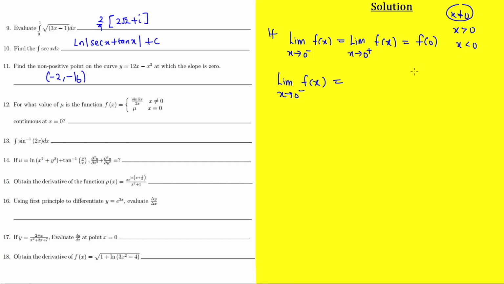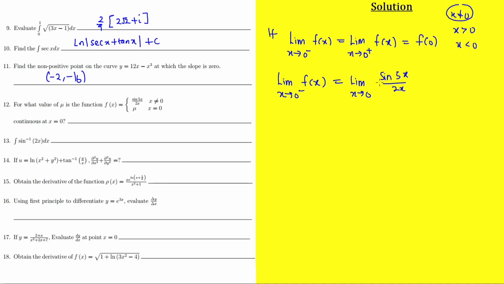So if x is negative, it will still give me this value. If it is approaching from the left, I'm going to have the limit as x tends to 0. Which function will I use? I will just use this first function here, which is sine 5x over 2x. I hope that is clear enough.